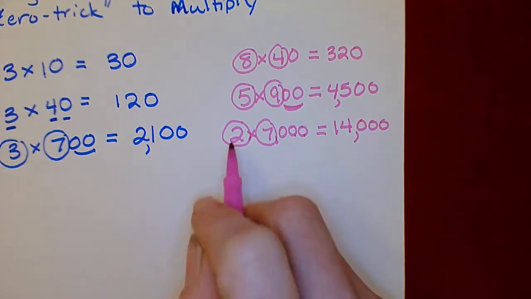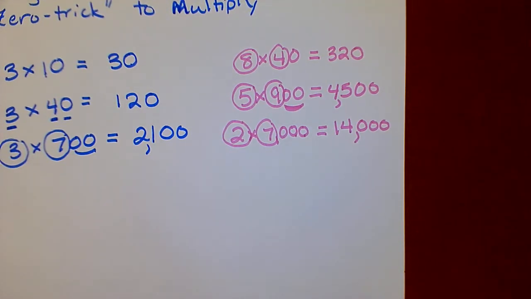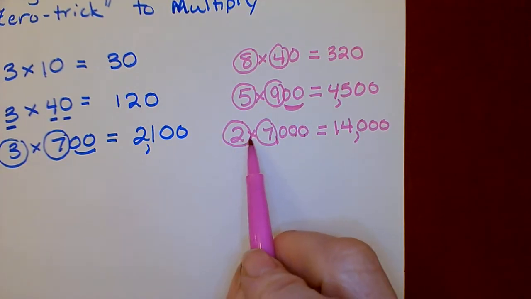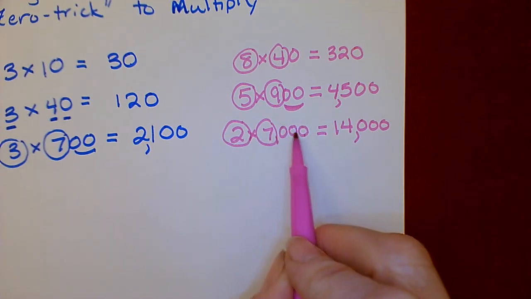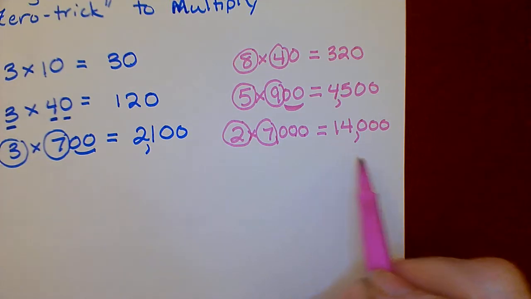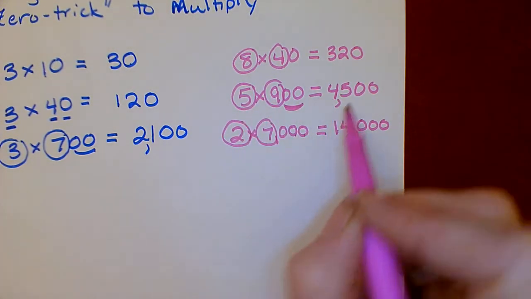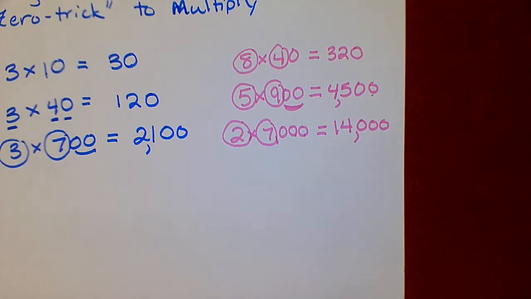So remember, we multiplied the two front numbers when we're doing this, and then we just tack on all those extra zeros on the end. And again, the reason this works is because I'm doing 2 times 7 thousands, which would just be 14 thousands, or 5 times 9 hundreds, so 45 hundreds, and hundreds means add on 2 zeros.